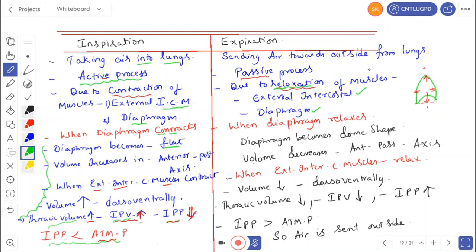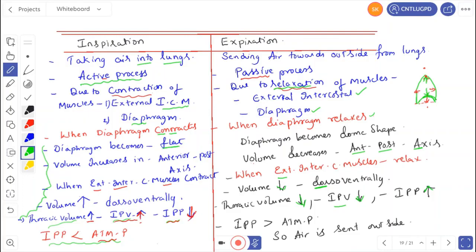When the diaphragm relaxes, what is happening? The flat diaphragm becomes dome shaped again. Then the volume is decreasing in this direction, right? In the anterior-posterior axis, the volume is decreasing. When the external intercostal muscles relax, the volume decreases dorso-ventrally. So thoracic volume is decreasing, intrapulmonary volume is also decreasing. When intrapulmonary volume decreases, intrapulmonary pressure increases.